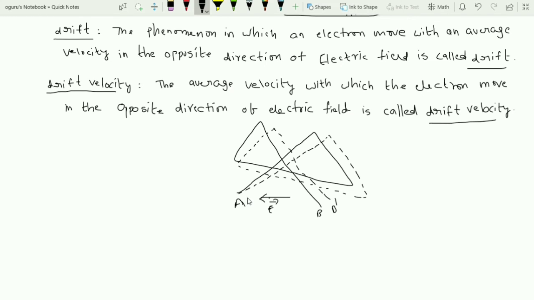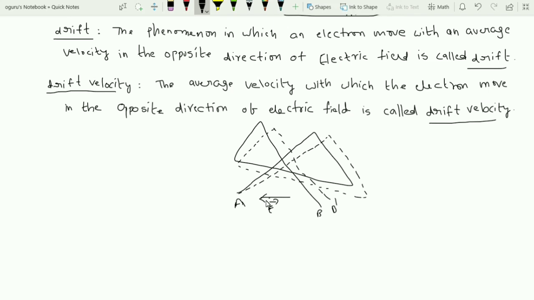Here we have shown two paths. One is a thick line, another one is a dotted line. The thick line gives the path of the electron. Here the electron started from A and finally reached B after some collisions. Now this is the direction of the electric field. We have shown the direction of the electric field.